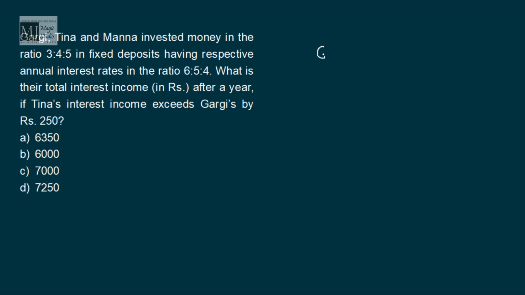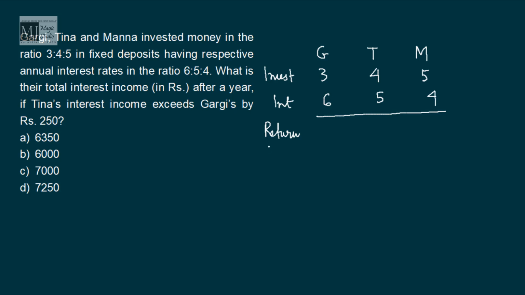Gargi, Tina and Manna invested money in the investment ratio 3 is to 4 is to 5 in fixed deposits, having respective annual interest rates of 6 is to 5 is to 4. Now what would be the return ratio? Return ratio is simply investment into interest rate ratio. That would be 18 is to 20 is to 20, or return ratio would be 9 is to 10 is to 10.